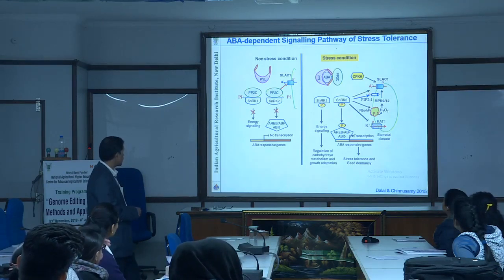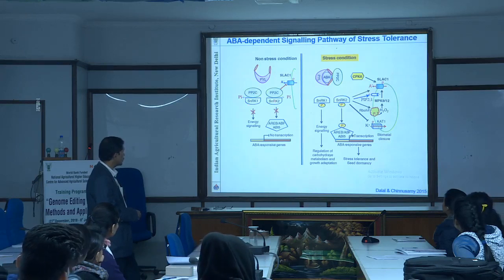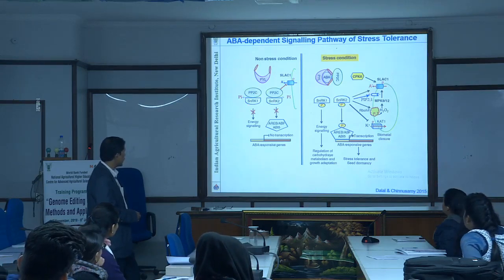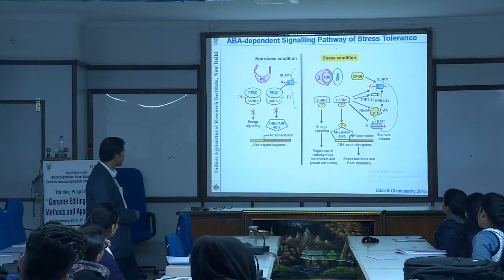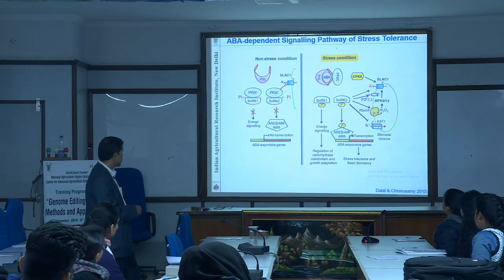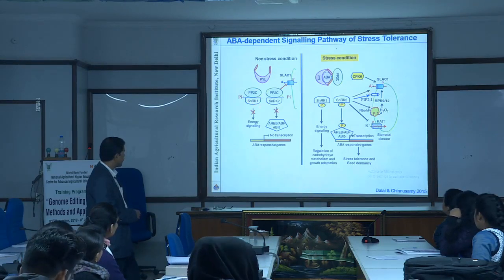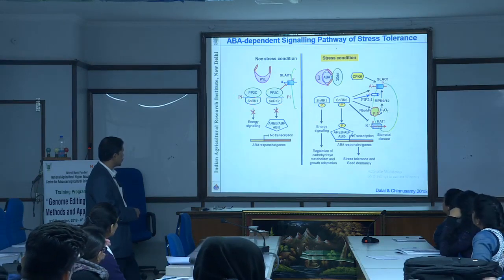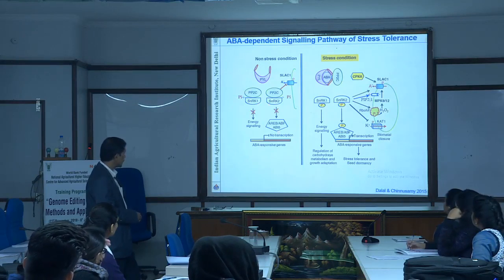interact with the SnRKs, that is, SNF1 related protein kinases. These are serine protein kinases. Two different families, SnRK1 and SnRK2 family proteins, interact with this protein phosphatase 2C. This protein phosphatase 2C binds to these kinases and does not allow the function of the kinase. It continuously dephosphorylates these kinases. These kinases are autophosphorylated, and then they transfer the phosphate group to, or phosphorylate, their targets. That is important for inducing the activity.